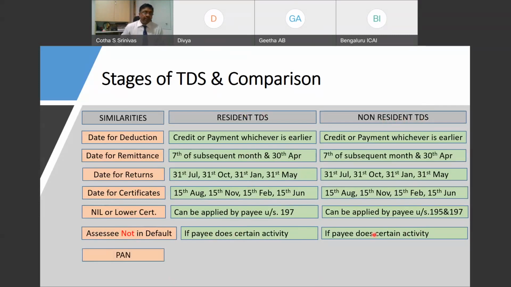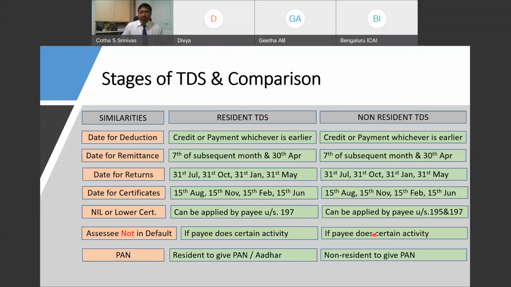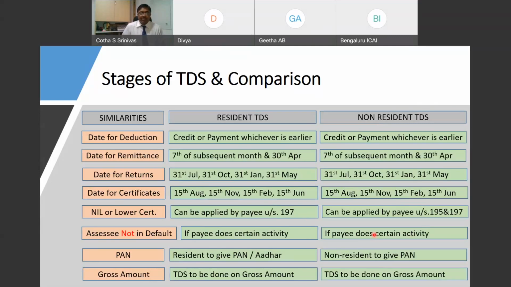Then PAN. For residents, they have to give either PAN or Aadhaar. But when it comes to non-residents, they have to give only PAN. Gross amount: the same thing applies to both resident and non-resident TDS. That is, TDS is to be done on the gross amount, not on other taxes like GST. You need not consider those; you need not do the TDS on them. Only on the gross amount you have to do the TDS.